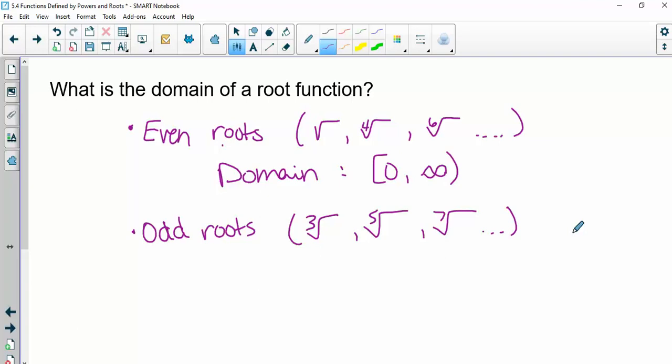When we graph the cube root function, remember, the square root function just looked like this because it had to be positive, but the cube root function was like the sideways chair. It went forever in both directions. We could have positives or negatives. So if it's an odd root, the domain is everything. We don't care if it's positive or negative under there.